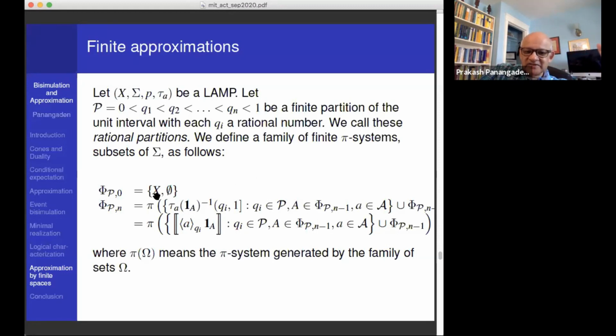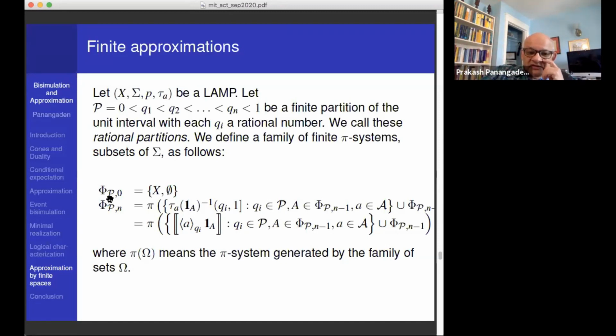So the crudest pi system just has X and the empty set. But then we're going to look at these numbers Q1 through Qn, and we're going to look at the inverse images of these half open intervals, Q sub i up to 1. So these are the things that land in the set A with probabilities somewhere in that range under the action A. Now, what are the things that I'm going to use for A? I'm going to use some of the sets that I've constructed before.